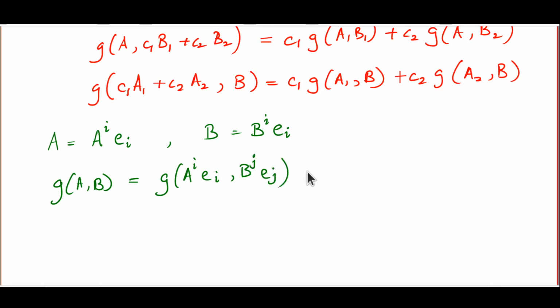Now, because this map is linear in the first factor, the coefficients A^i can simply move out and you're left with G acting on the basis vector e_i, and the second argument, of course, is B^j e_j. But now you can use the multilinearity in the second factor and pull the B^j also out. Once again, let me stress that the components A^i and B^j are just numbers, so they can move out of the multilinear map.